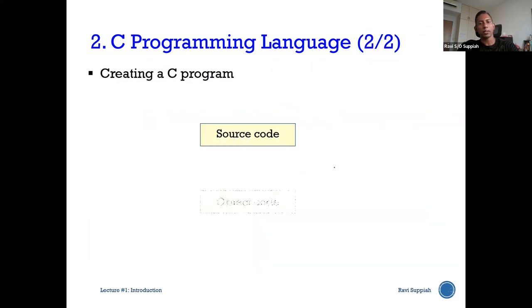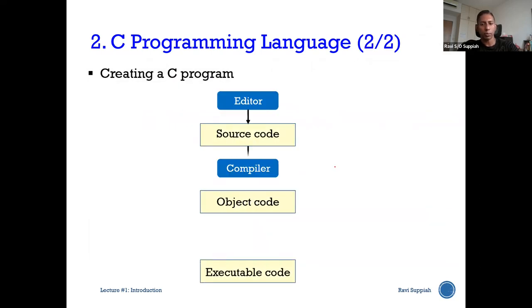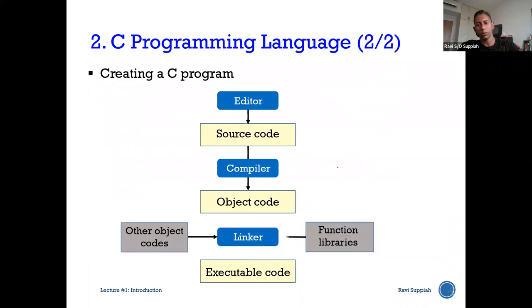This one, I think we will not go through too much. I think this step you sort of know. You first edit your source code, then you compile it. When you compile it, you create object code. Object code is basically, in a sense, something like your machine code, but you still need to link it together with other object codes. These other object codes could be from other files or from libraries and so on. That is the job of the linker, and eventually everything comes together and you have an executable code. So these are the steps.